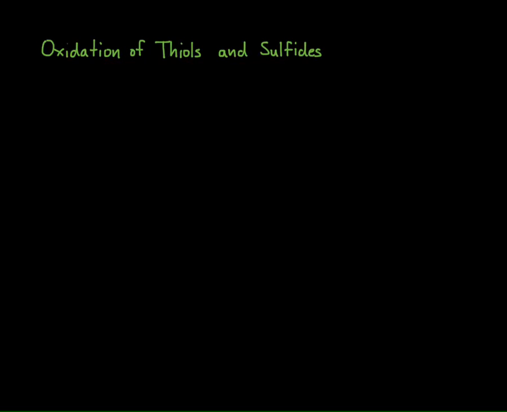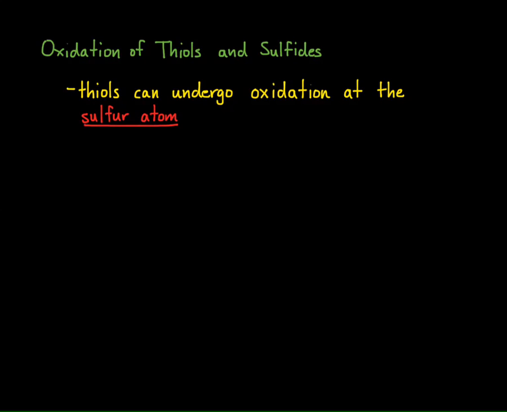In this video, we're going to talk about the oxidation of thiols and sulfides. Now, thiols are an alkyl group with an SH coming off of it as a substituent. Those are called thiols, if you remember. And when they undergo oxidation, the carbon does not get oxidized, but instead the sulfur gets oxidized. The sulfur atom itself gets oxidized.